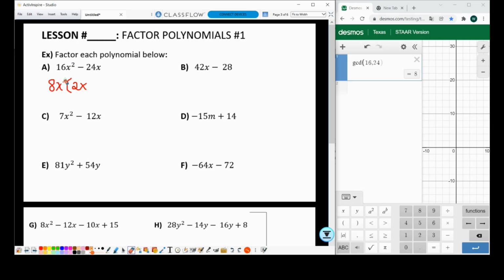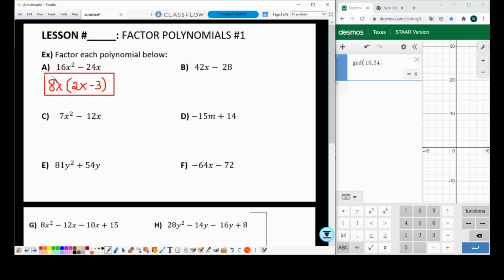Okay? So let me repeat. I did 16 divided by 8, got 2. X squared divided by x, I got x. Negative 24 divided by 8 is negative 3. And x divided by x, the x cancels, because 1 minus 1 is 0. So there you go. We got our answer.